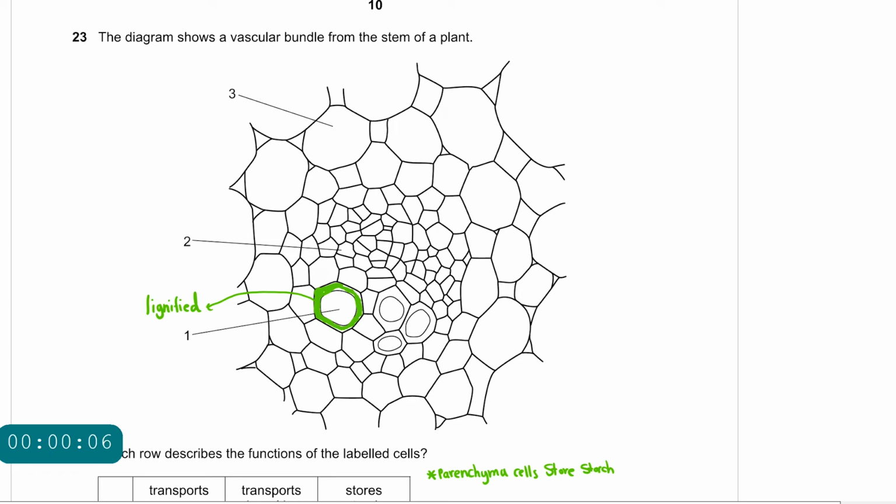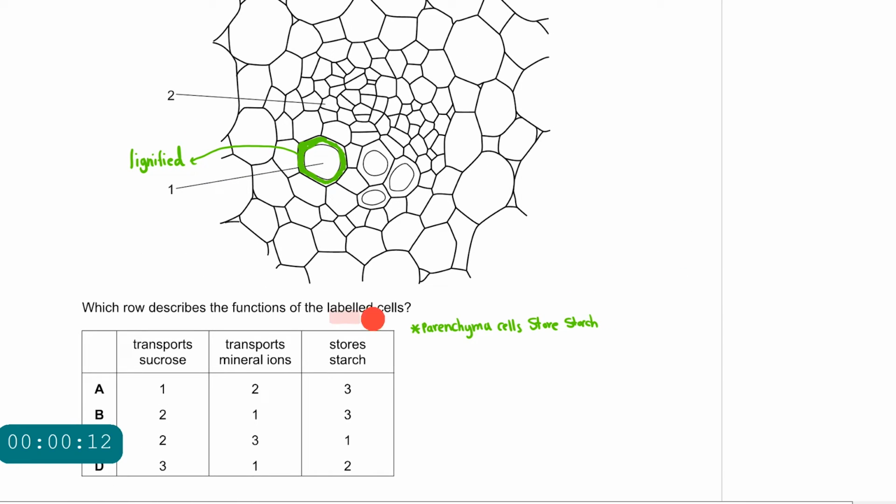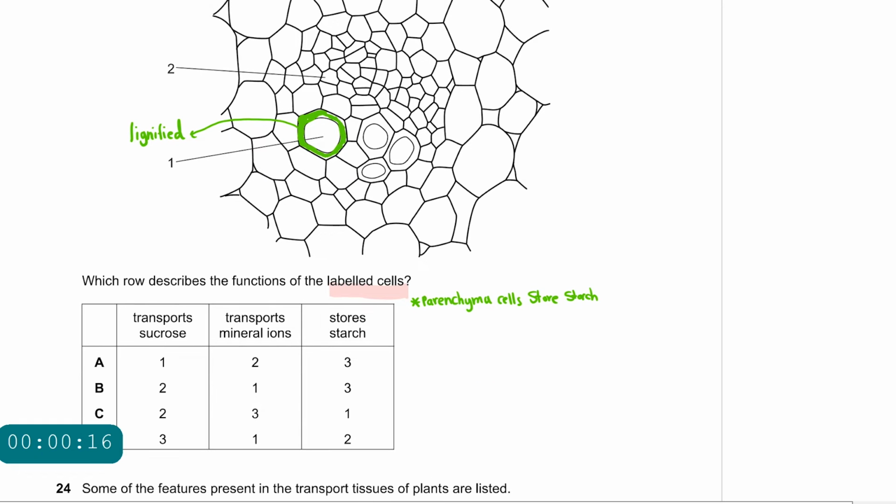Question 23. The diagram shows a vascular bundle from the stem of a plant. Which row describes the functions of the labeled cells? First of all, let's start with the table. Transport sucrose: we all know that phloem sieve tube elements transport sucrose. Transports mineral ions: we all know that xylem vessel elements transport water and mineral ions. Third one is stores starch. Here, I've written that parenchyma cells store starch.